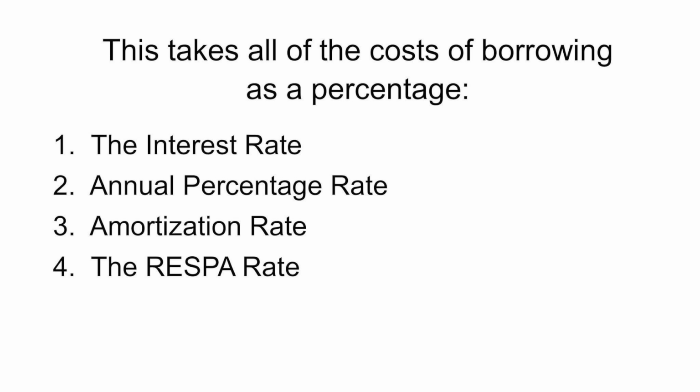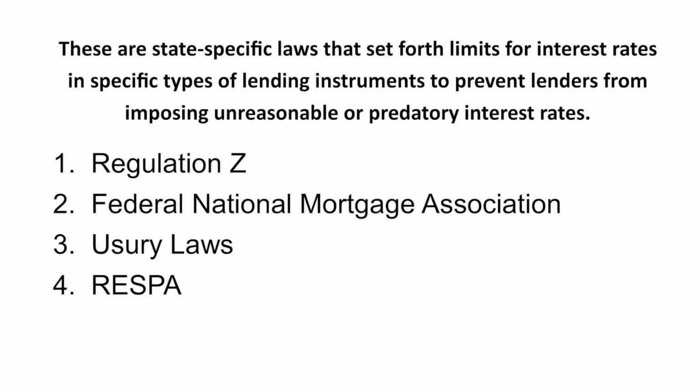So look at that question. This takes all of the costs of borrowing as a percentage. And that'd be number 2. Your answer is number 2, the APR, the annual percentage rate, because it's asking for all the costs. So it's taking in the interest rate plus the other costs as a percentage. And that's a great test question right there.